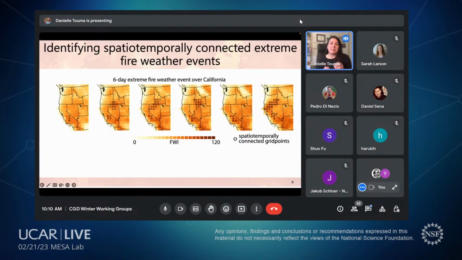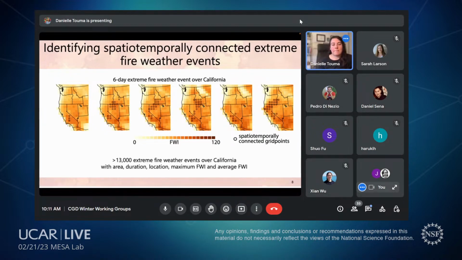So this is an example of one of these events. The shading is the fire weather index on a given day. These are 6 consecutive days, and the circles here represent grid points that are spatiotemporally connected to each other. So you can see how this event evolves in time and over the region.